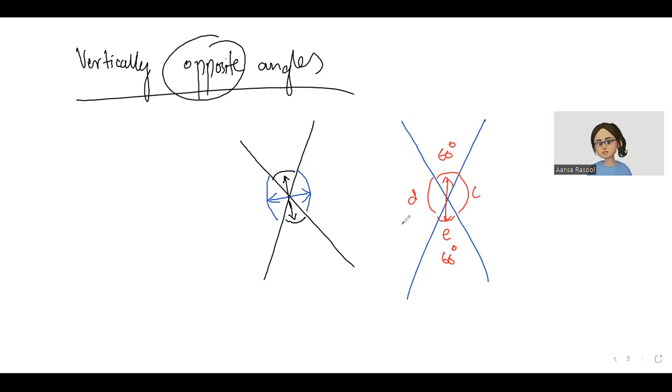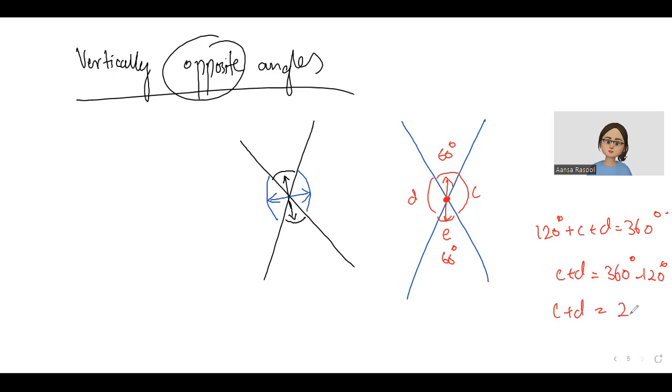Basically we also studied that angles around a point add up to give us 360 degrees. So 60 plus 60, 120 degrees, plus C plus D will add up to give us 360 degrees. So C plus D is equal to 360 degrees minus 120. So 360 minus 120, what will be the answer? It's 240. So I will divide this 240 by 2 because these are vertically opposite angles, and vertically opposite angles are equal. So 240 degrees divided by 2 is 120 degrees and 120 degrees.